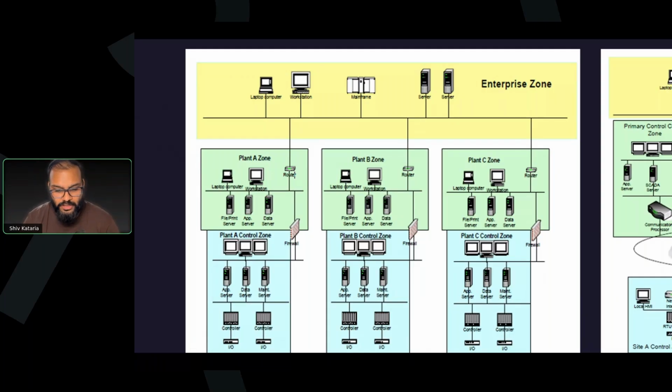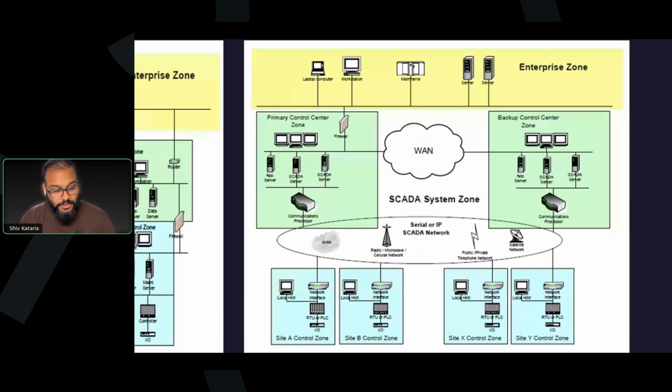The other example is a typical example of your grid. You can see these control zones A, B, C as substations. Then these are connected through a SCADA network through WAN to control centers where these substations are controlled. And above there is also an enterprise zone, which is connecting the entire infrastructure.